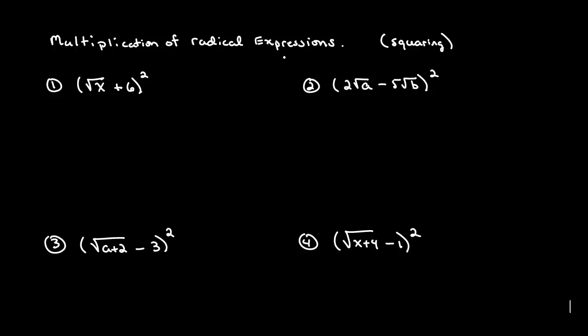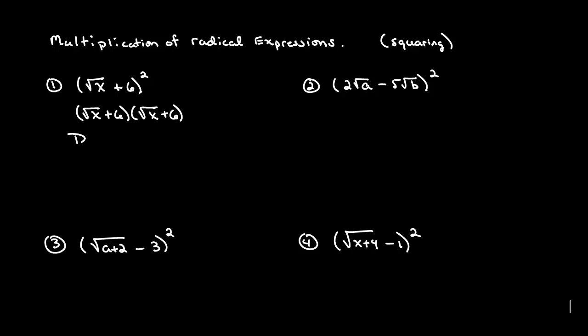So here we're going to still multiply radical expressions, and we're going to square them. So now let's take a look at how we're going to do that. This first guy right here, well, that's the square root of x plus 6 times the square root of x plus 6, because that's what it means to square something.